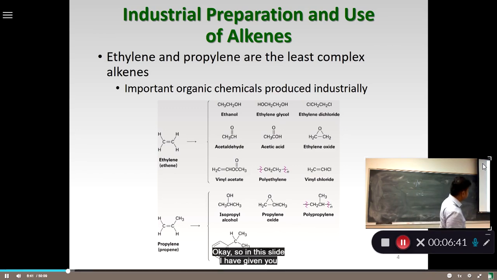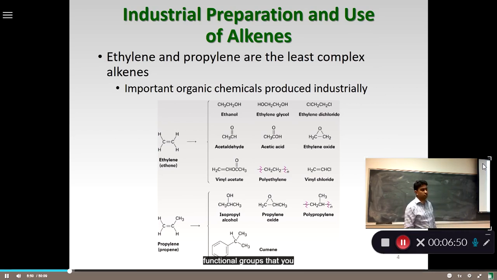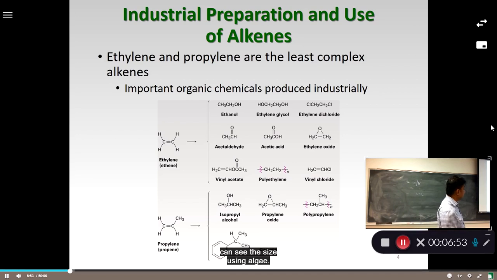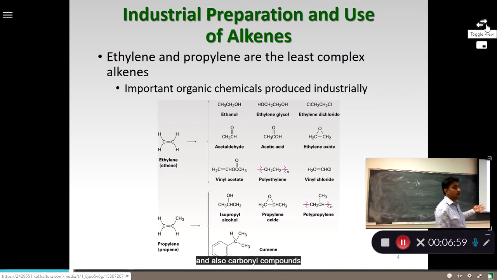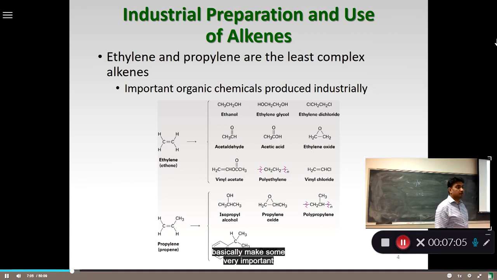In this slide I have given you some examples of organic compounds or functional groups that you can synthesize using alkenes. These include alcohols and alkyl halides, and also carbonyl compounds like ketones and aldehydes. So you can make some very important organic functional groups using alkenes. Therefore, reactivity wise, alkenes are extremely important compared to alkanes. Alkanes did not want to react with anything, but alkenes want to react with many different things. We will talk about most of these reactions in the future.